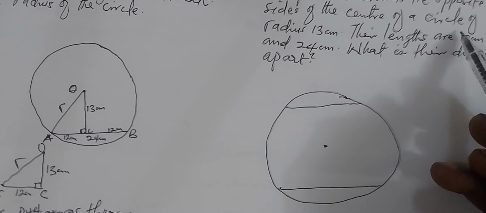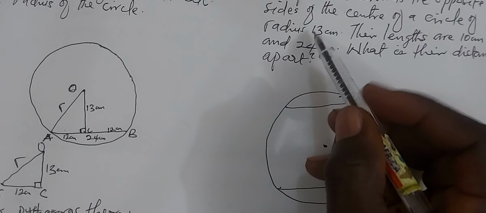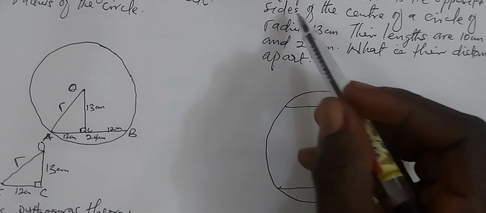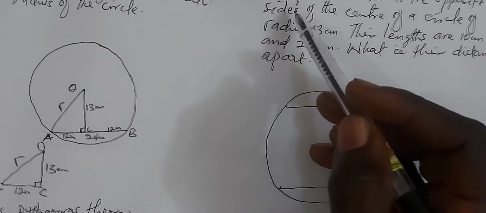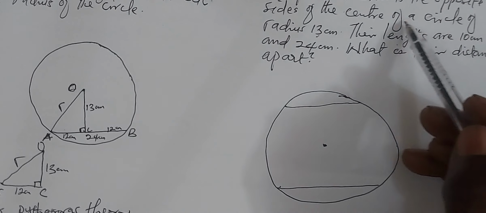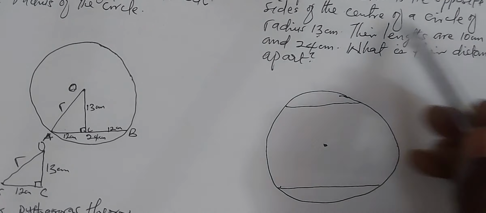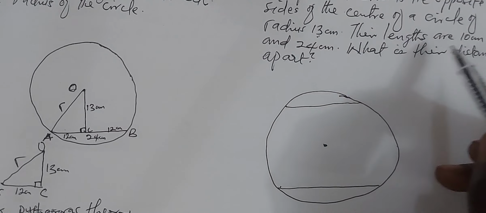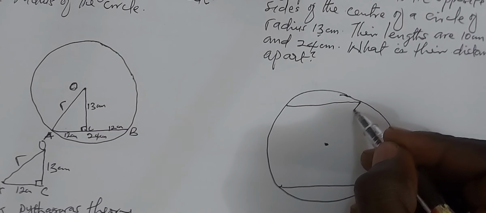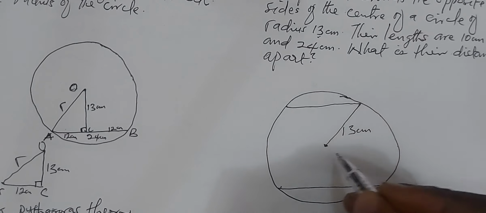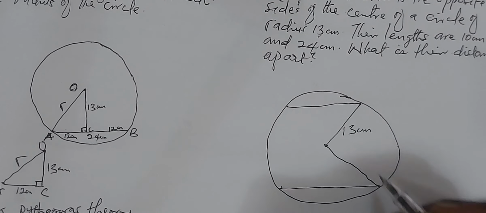Two parallel chords lie on opposite sides of the center of a circle of radius 13 centimeters. The radius of the circle is what? 13 centimeters. You can take it from anywhere. This is the radius from the center. This to this place is also 13 centimeters.